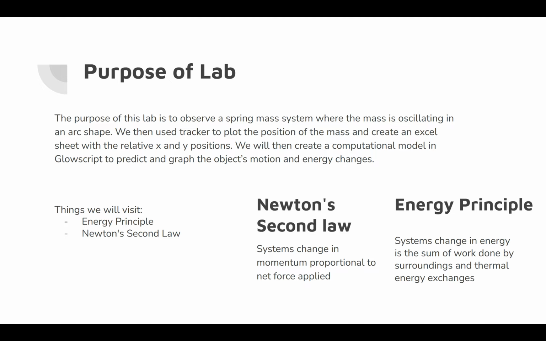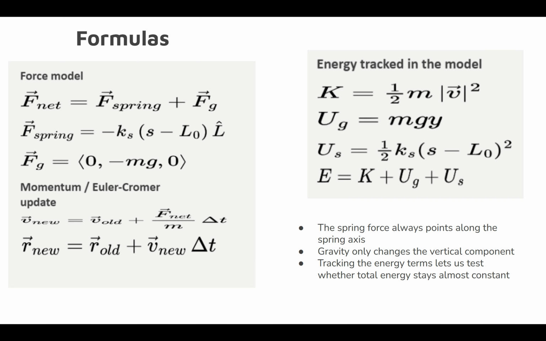Newton's second law says the system's change in momentum is proportional to the net force applied. The energy principle says the system's change in energy is the sum of work done by the surroundings and thermal and energy exchanges. Some formulas we'll use are the force model, our momentum and position update formulas, and our energy principle formulas, like K equals 1/2 mv squared, and our energy conservation.